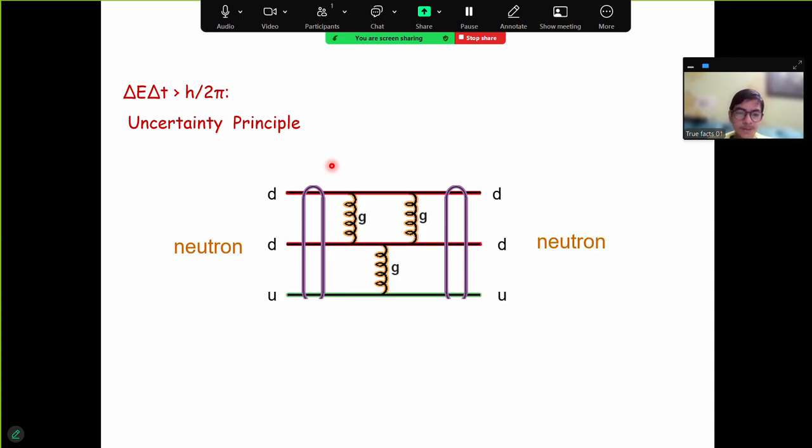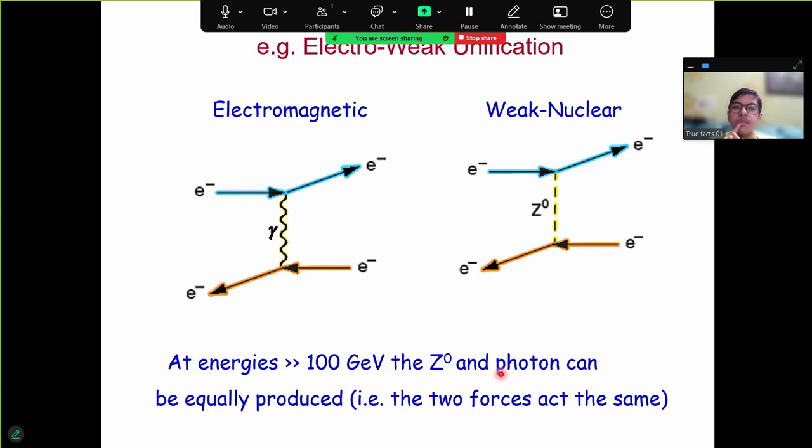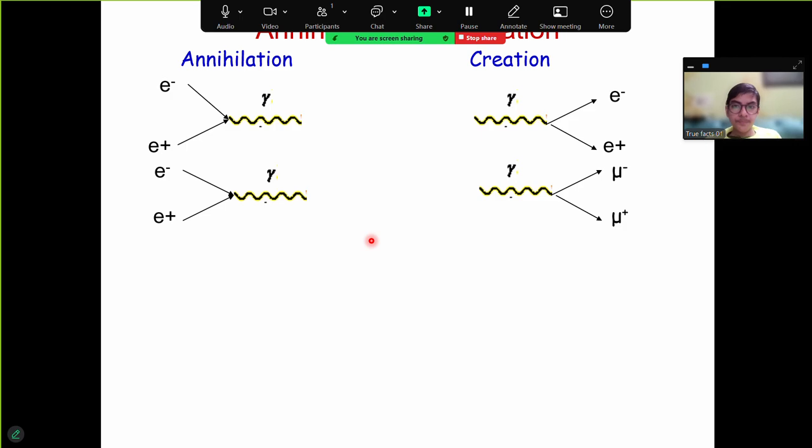You can see some things over here. So this is what we get. Beta decay is n goes to p plus e minus plus anti-neutrino. Then we have electroweak unification, for electromagnetic and the weak nuclear force. At energies greater than 100 GeV, the Z to the power 0 and the photon can be equally produced. That is, the two forces act as the same one.